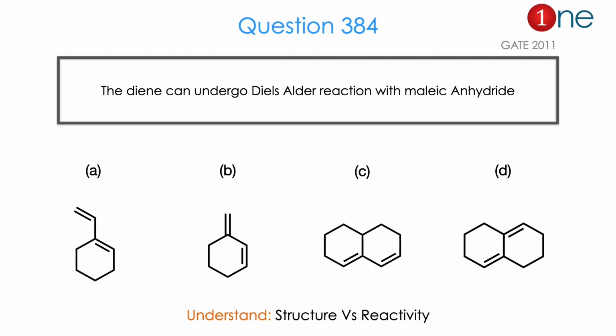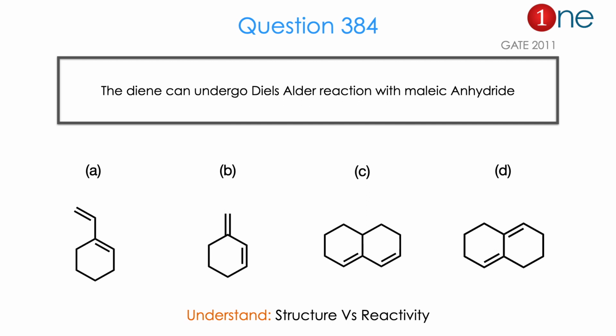In B, it's an exocyclic double bond which is in conjugation with the inside. C is a decalin with a diene there, which is in conjugation, trans form. D is decalin with conjugation, again in trans form. So basically you are choosing between four dienes, which you are reacting with a dienophile.